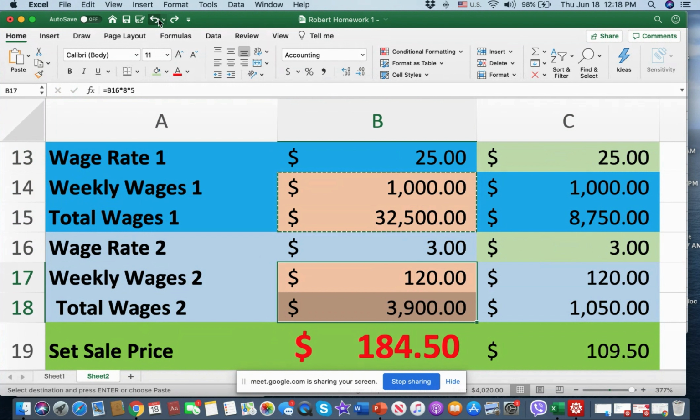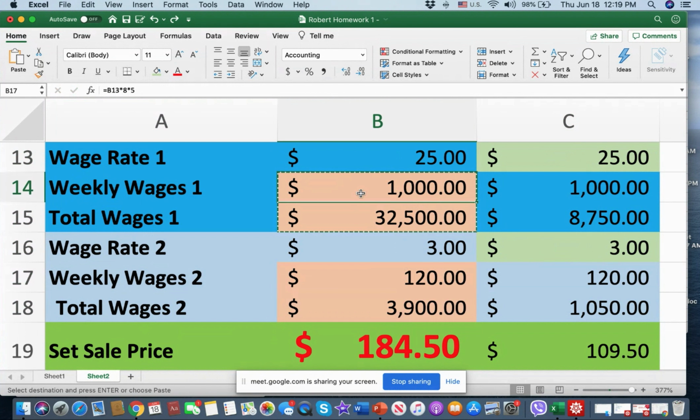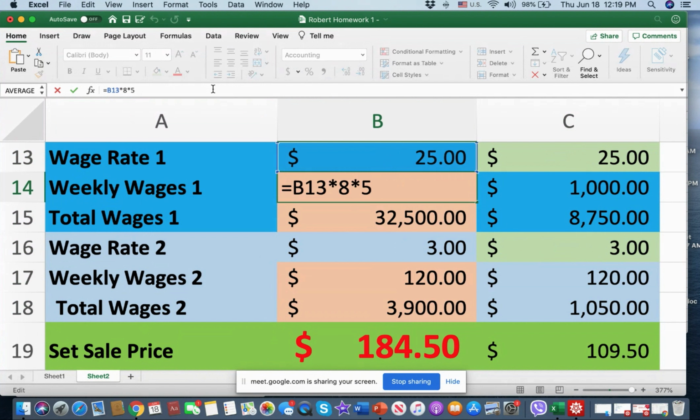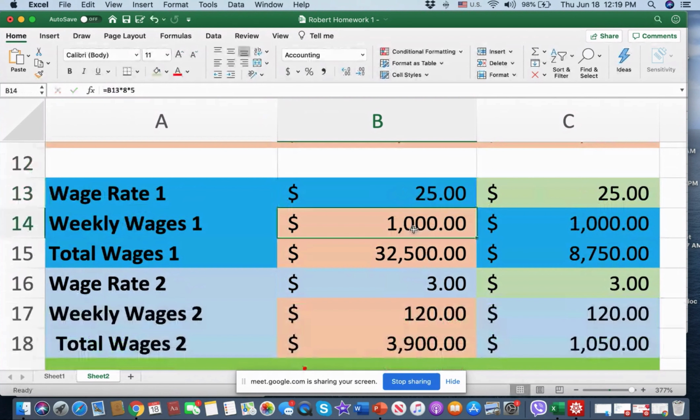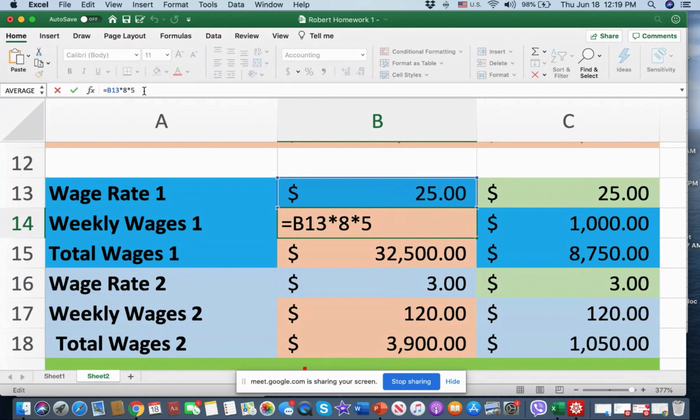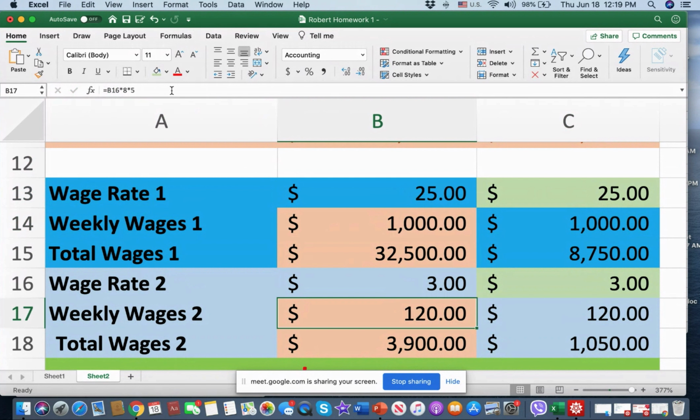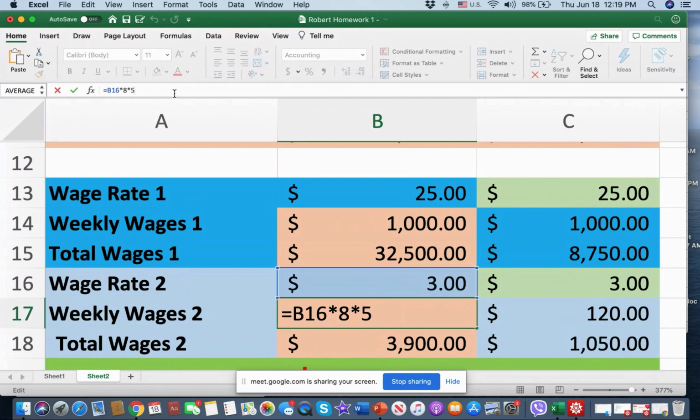You go back. What do you have? A different case. What do I want you to do? I want everything to be exactly the same as it is here. And I want to see what this case is. This case is taking what is on cell B13. On B13 is the hourly wage, B13, multiplied by 8 and by 5. The B16, multiplied by 8 and by 5.